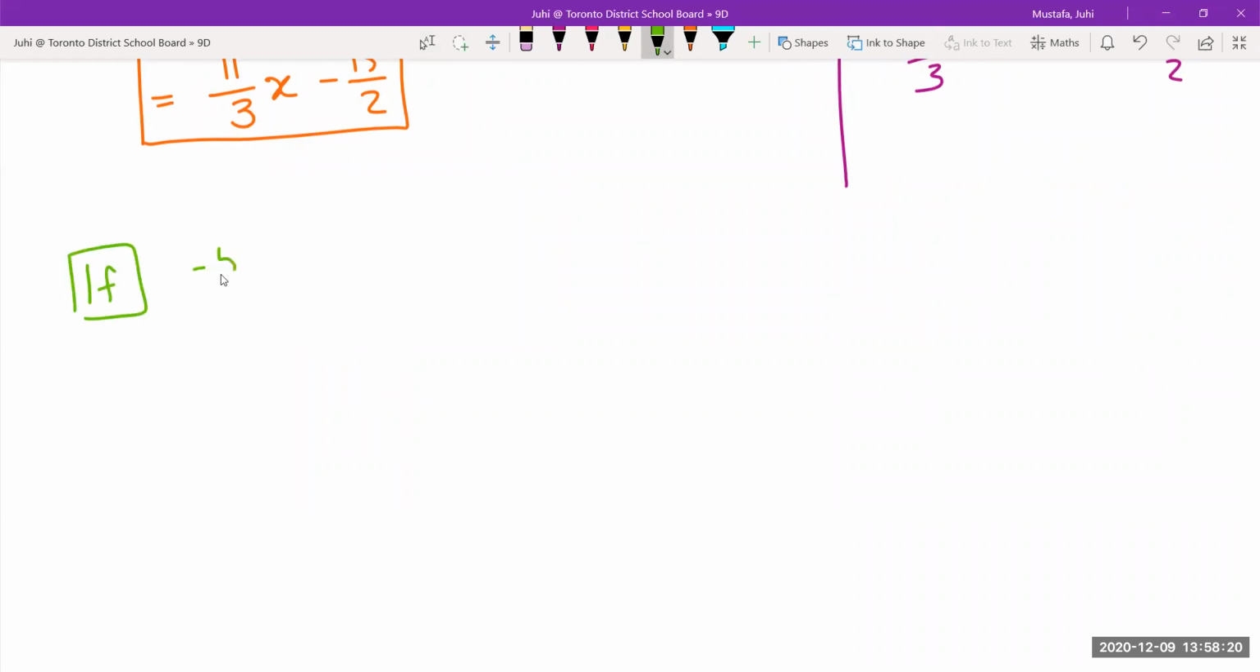So -5 over 6x plus, ooh, this is actually interesting. Let me explain something to you. Plus 2x over 3 minus 3 over 4. I lied, I have to show you one part of this question. I'll give you a second to write it down. -5 over 6x plus x squared over 4 minus 1 plus 2x over 3 minus 3 over 4.